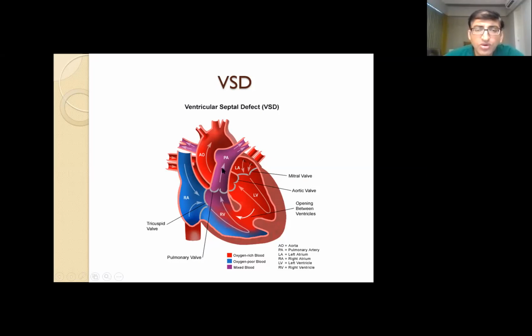So this blood will go into the lungs, and the large amount of blood going into the lungs will reach the left atrium and hence into the left ventricle, and hence the left side of the heart will get dilated.